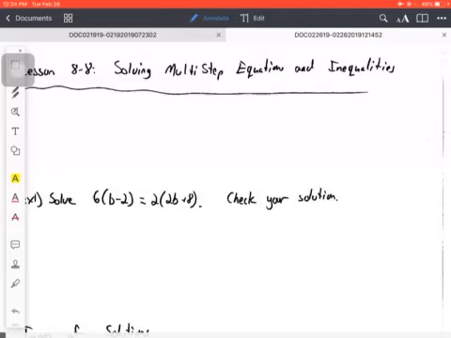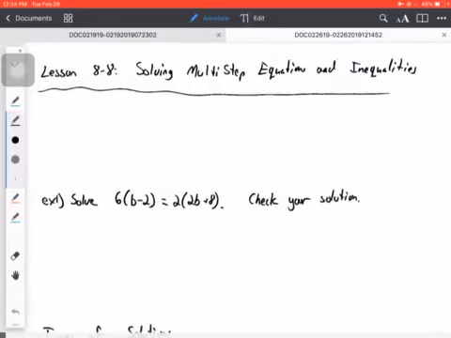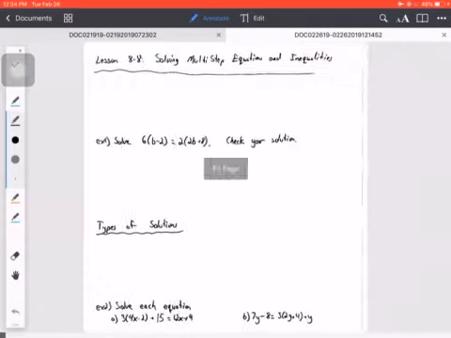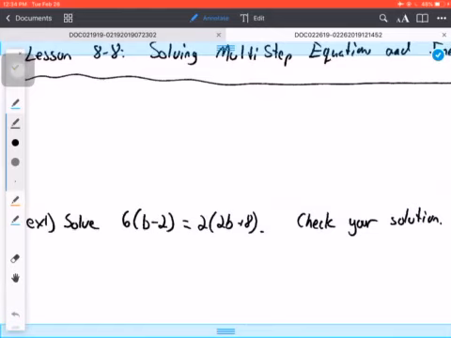Alright, today we're going to be talking about Chapter 8, Lesson 8. This is all about solving multi-step equations and inequalities. So when we're solving multi-step equations and inequalities, there's a couple things that we need to keep in mind. One of those things that we want to keep in mind is simplify when possible.